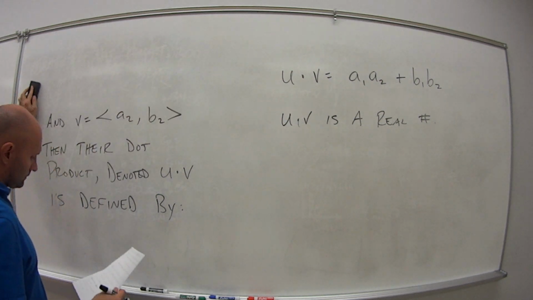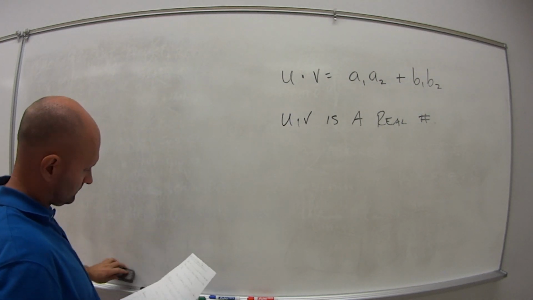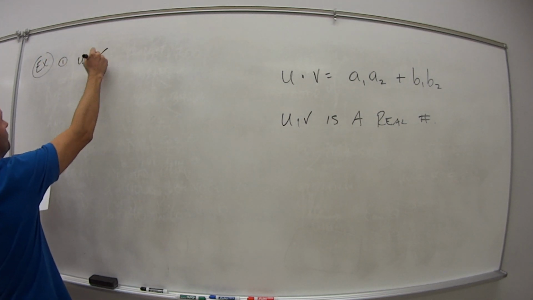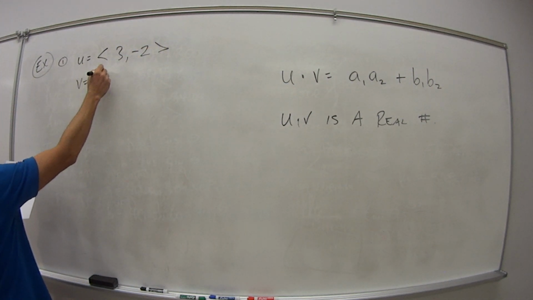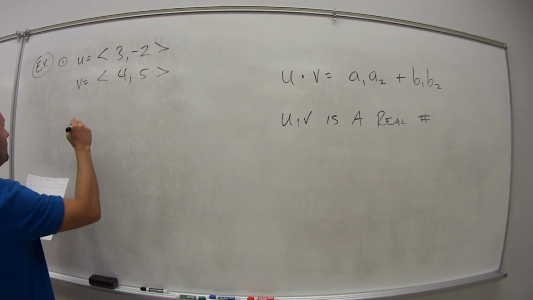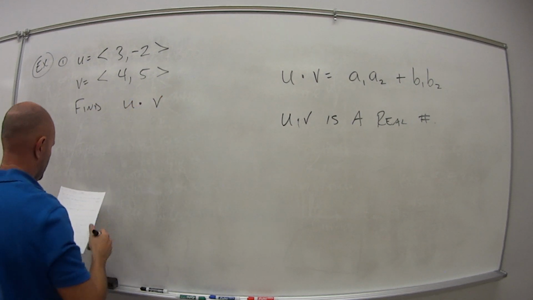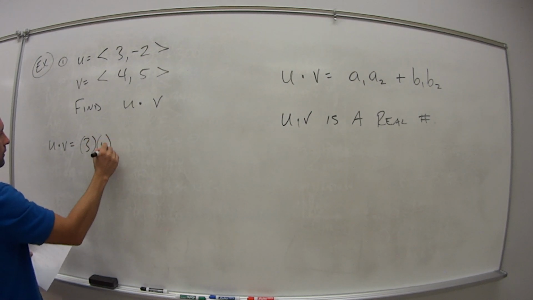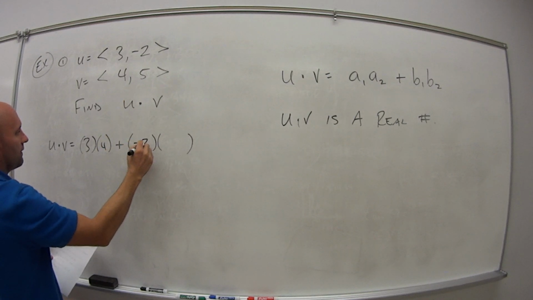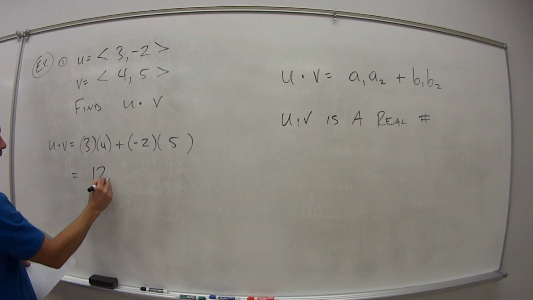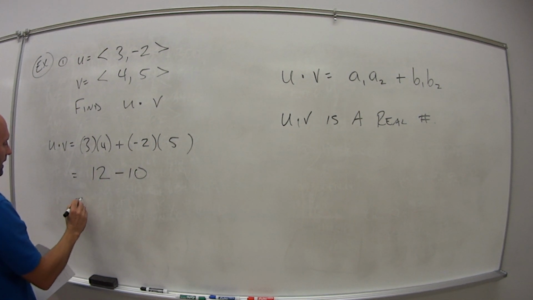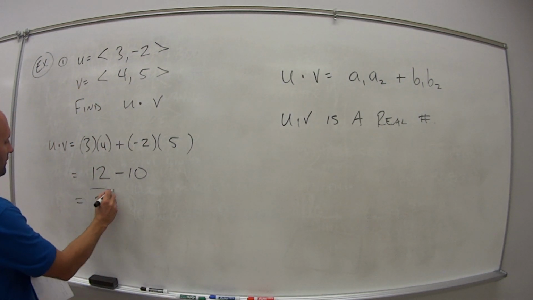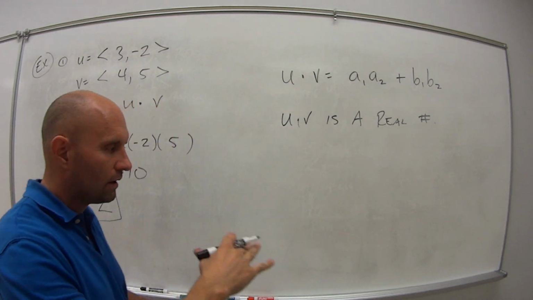So let's look at an example. If u is equal to <3, -2> and v is equal to <4, 5>, we want to find u dot v. By definition, u dot v is a1 times a2, so 3 times 4, plus -2 times 5. 3 times 4 is 12. -2 times 5 is -10, so 12 minus 10. So u dot v is equal to 2. That's it. Just a number, we stop right there. That's our answer. We don't have to go any further or make it any more tricky on ourselves. Just the value 2.